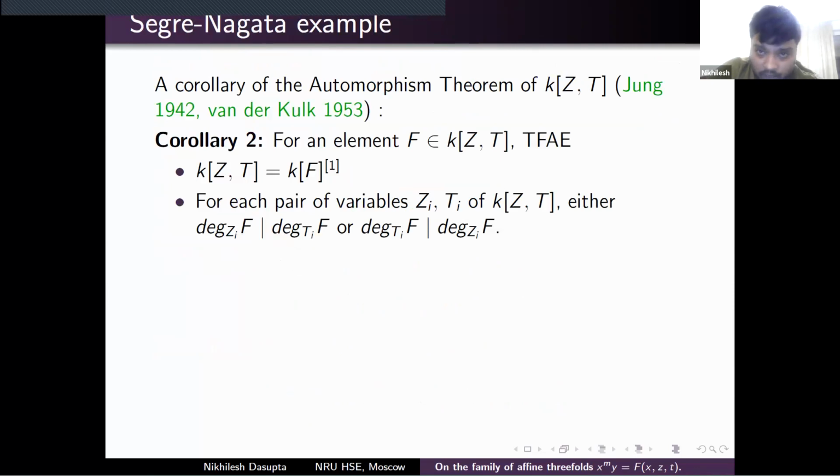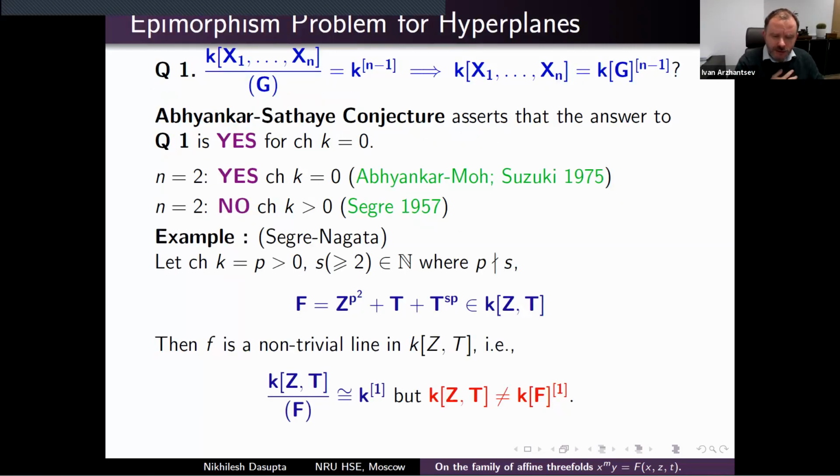A corollary. Nikhilesh, maybe return to the slide just for me to understand. So yes, it means in geometric terms that the Abhyankar–Moh theorem in positive characteristic is not true. You have a curve in a plane, and this curve is isomorphic to the affine line, but it cannot be moved to a standard line by an automorphism, right? Exactly. True.